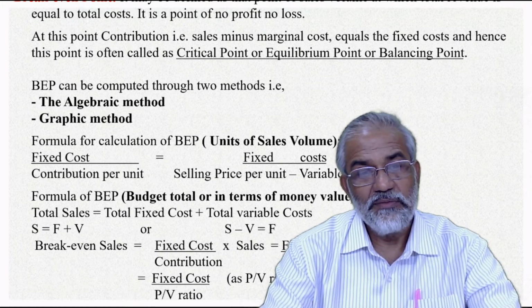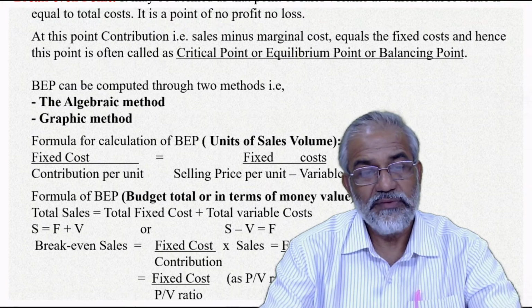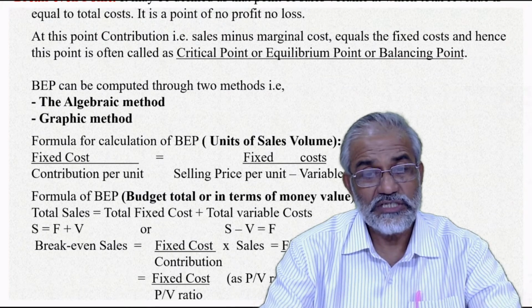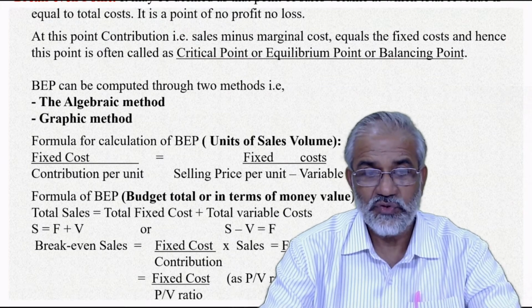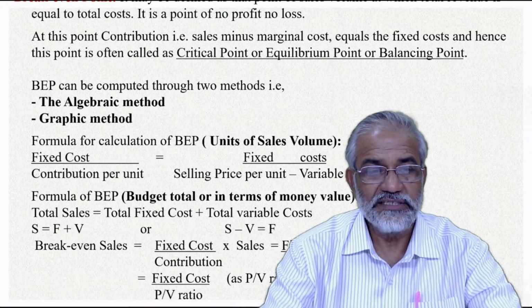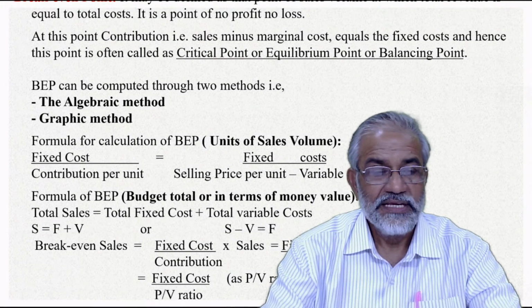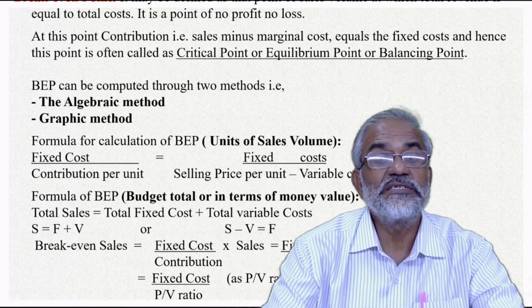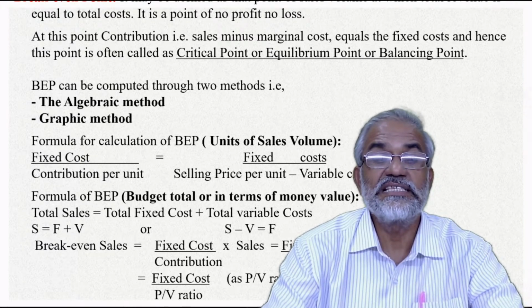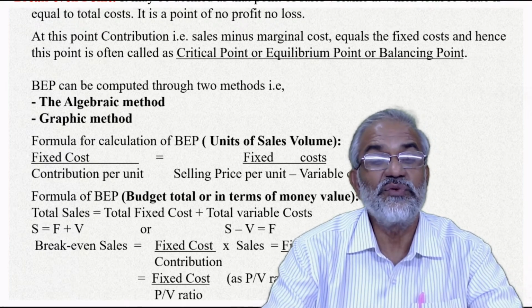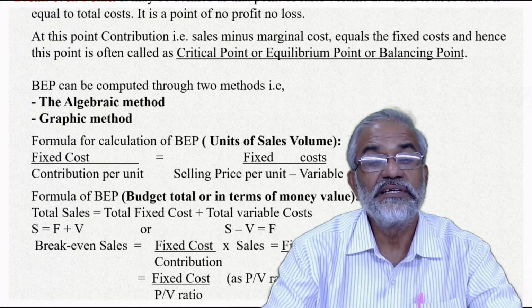So the formula of BP in terms of money value is that total sales is equal to total fixed cost plus total variable cost, that is the total cost. Sales would be equal to the total cost, that is called the BP. Sales is equal to fixed cost plus variable cost, or sales minus variable cost is equal to fixed cost. These are the different equations of the break-even point.